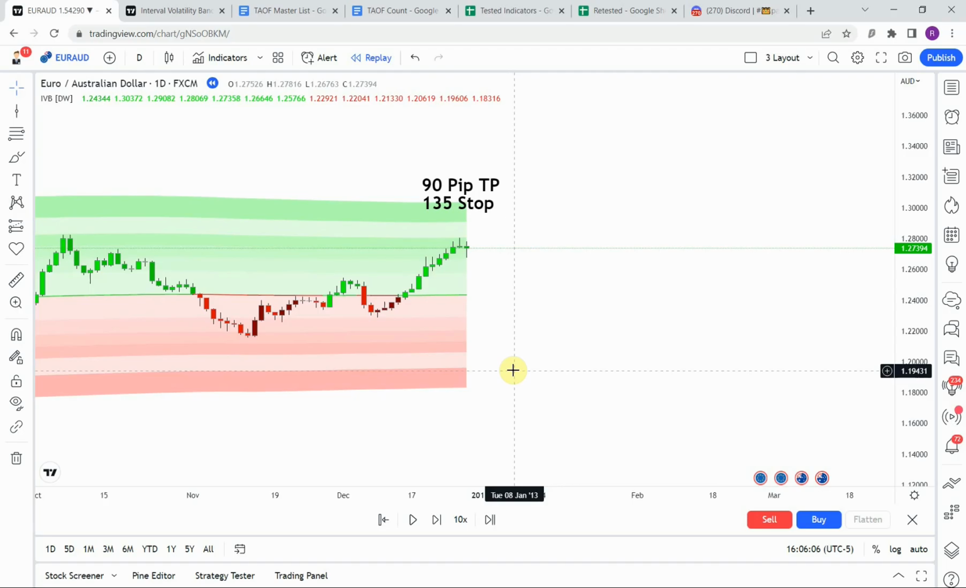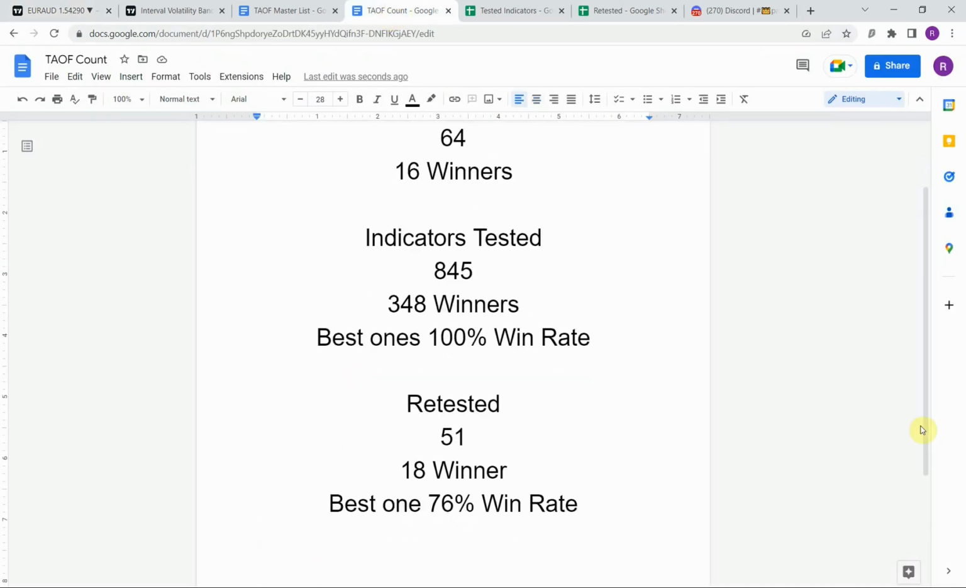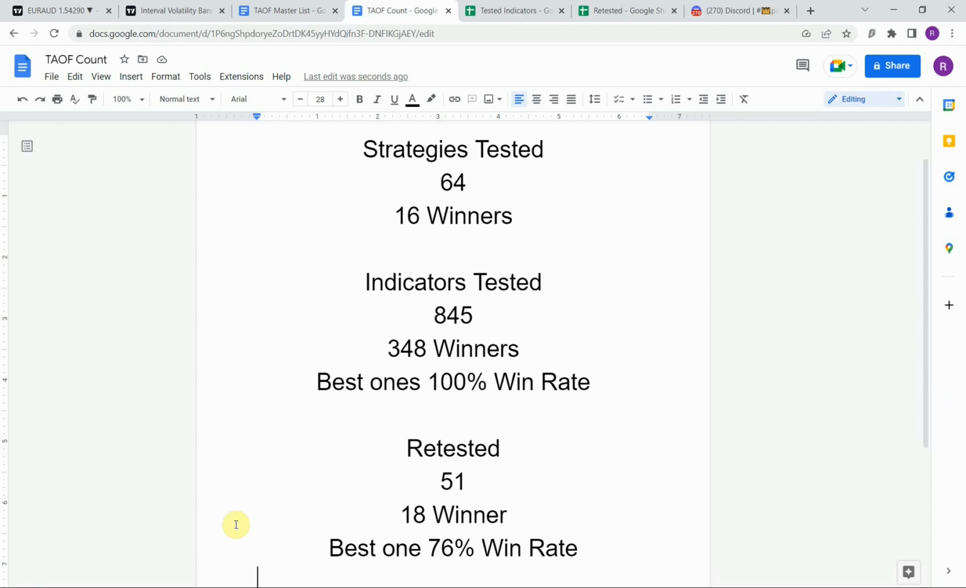Alright, as I said, today we will be testing the interval volatility bands indicator. Before we do though, I wanted to put the testing scoreboard up for everyone to see. So to date, we have tested a total of 64 different strategies, with 16 of them being profitable. We've also tested a total of 845 indicators, with 348 of them being winners. The best ones so far were able to achieve a 100% win rate. Now, you need to go back and watch those videos to understand the context of how they were able to achieve that. So go back and watch those videos and see what you can get out of those winning indicators.